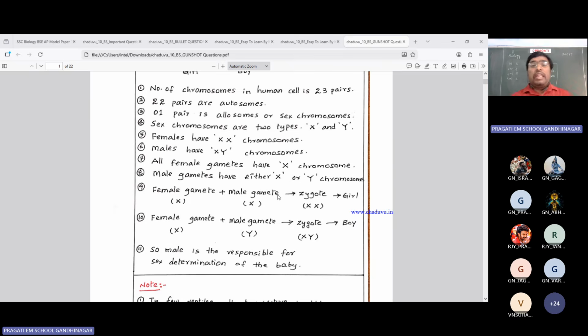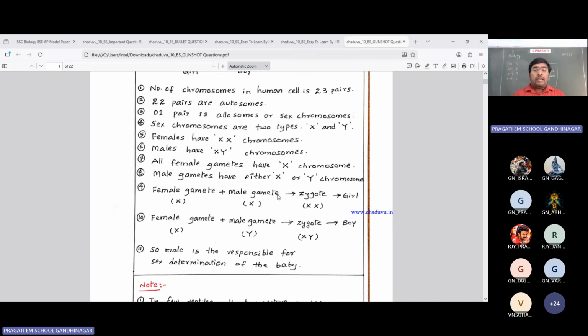See, children, the number of chromosomes in a human cell is 23 pairs, as we know. 22 pairs are autosomes and one pair is allosomes or sex chromosomes. After that, you should write that the sex chromosomes are of two types, X and Y. In females, it is the XX condition. In males, it is the XY condition. After that, you should write that a female gamete has only X. A male gamete has either X or Y chromosome.